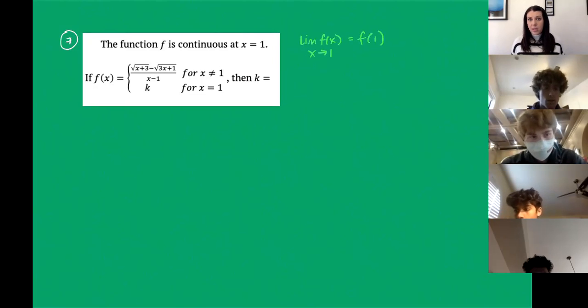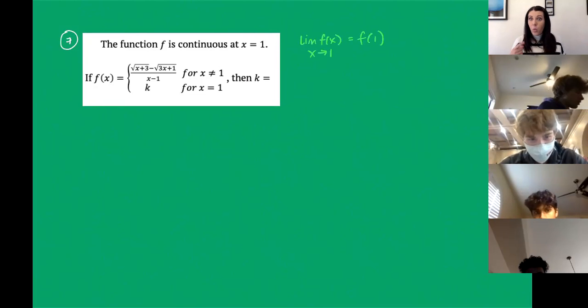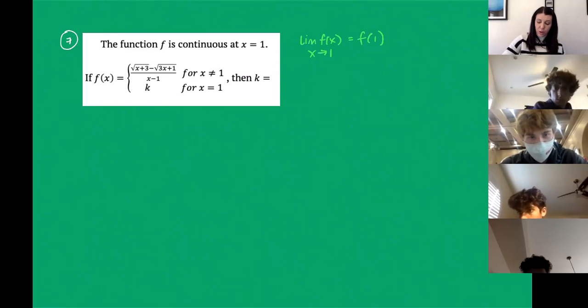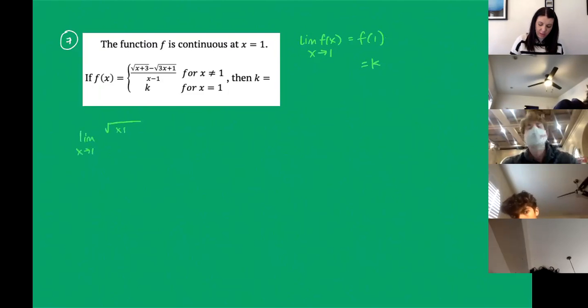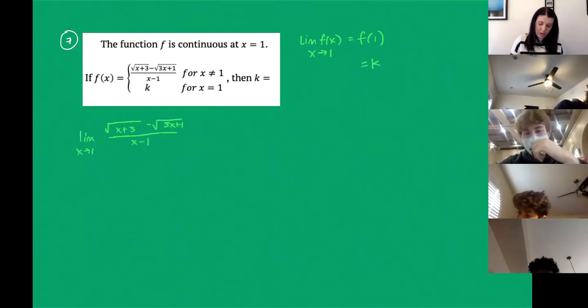Usually I break that up into 3 parts, like the limit of f of x as x approaches 1 from the left is equal to the limit of f of x as x approaches 1 from the right is equal to f of 1, the value at the point. I'm using 1 here because that's the place where our function could break apart according to this piecewise. Well, in order to find the value of k, which is f of 1, right? F of 1 is equal to k. I need to figure out the limit as we approach 1. That means I'm finding the limit as x approaches 1 of that top function, square root of x plus 3 minus the square root of 3x plus 1, all over x minus 1.